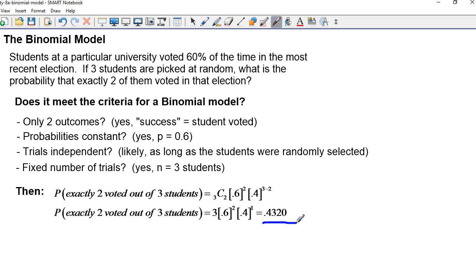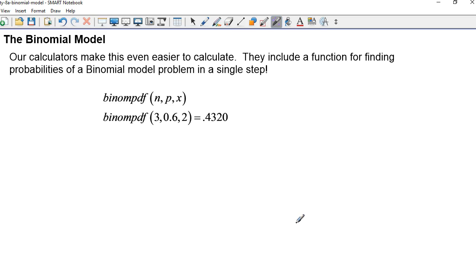No need to do the tree diagram. No need to remember the and or rules. It's just a pattern that works in this special case. But this special case happens actually quite frequently. Now our calculators make this even easier to calculate because we can do this in a single step.